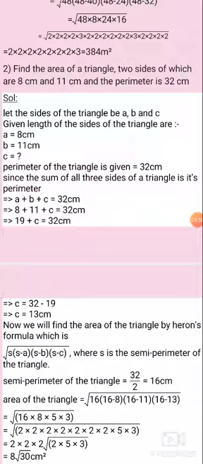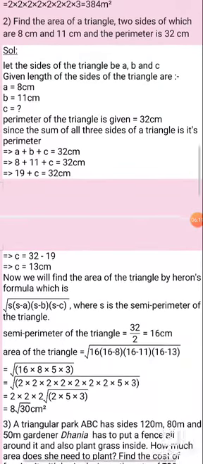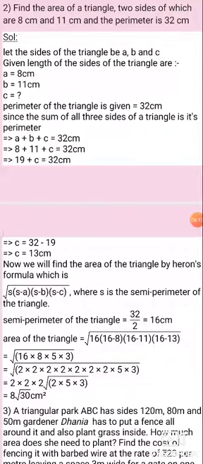Now subtract it. First one, 16 itself. Then 16 minus 8, 8. 16 minus 11, 5. 16 minus 13, 3. Now take the prime factors of each number. After that, from each group of two 2s, we need to take one 2 outside. So 2 into 2, we take one 2 outside. 2 into 2, we take one more 2 outside. Then one more 2 into 2, we take one more 2 outside.